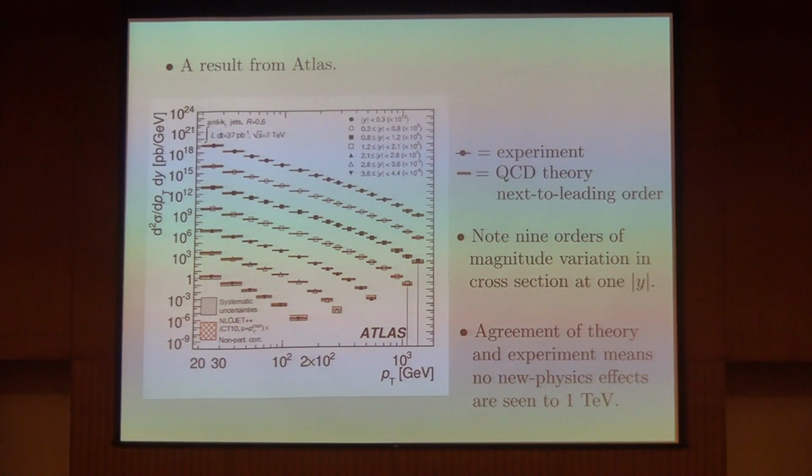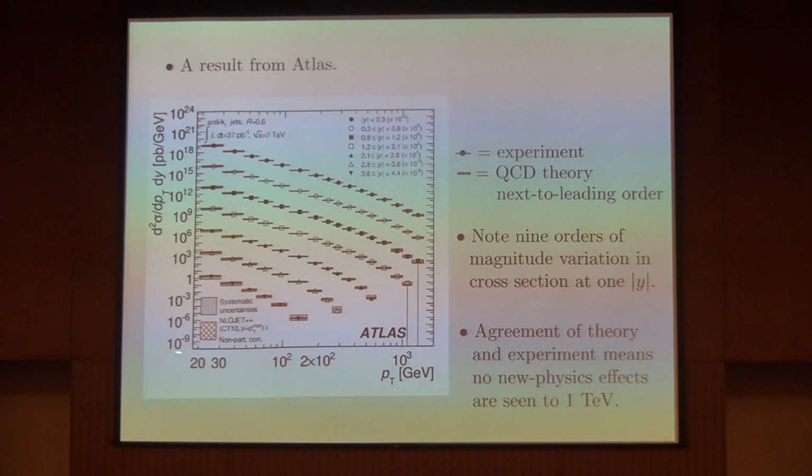Okay, so we can just look at the lowest rapidity bin, y less than 0.3, that's these points here. And what do we see? Note the vertical axis. So this is starting off at 10 to the 19, 18, 17, 16, 15. There's lots of powers of 10 here.